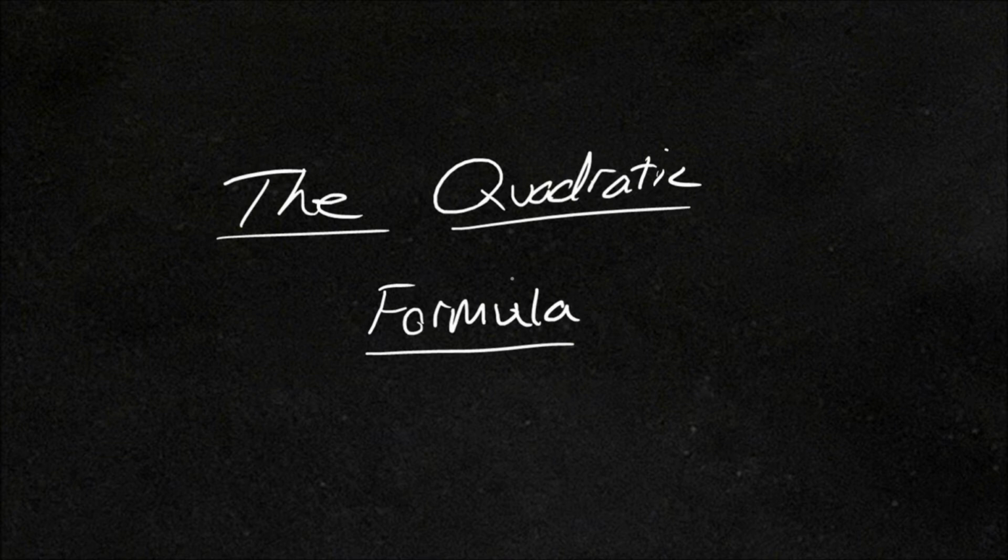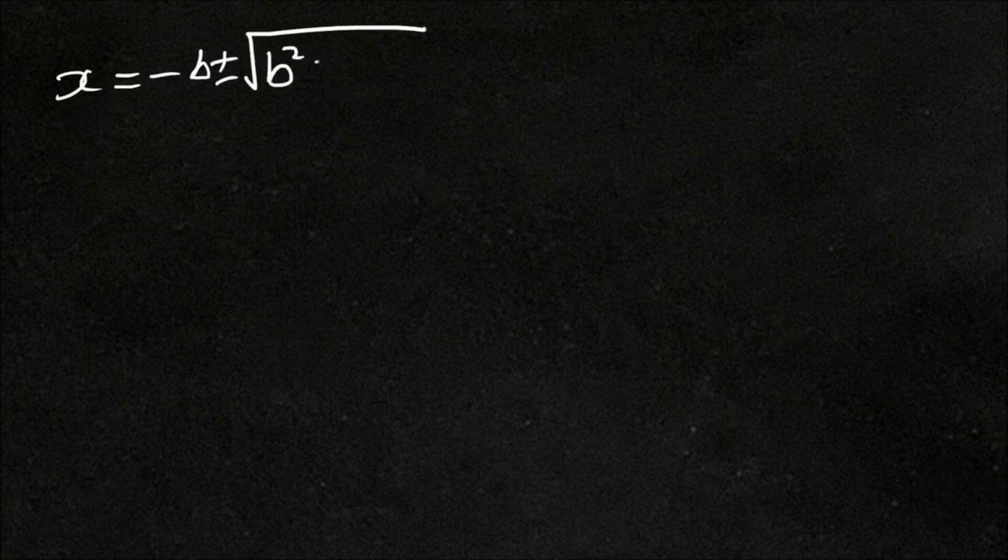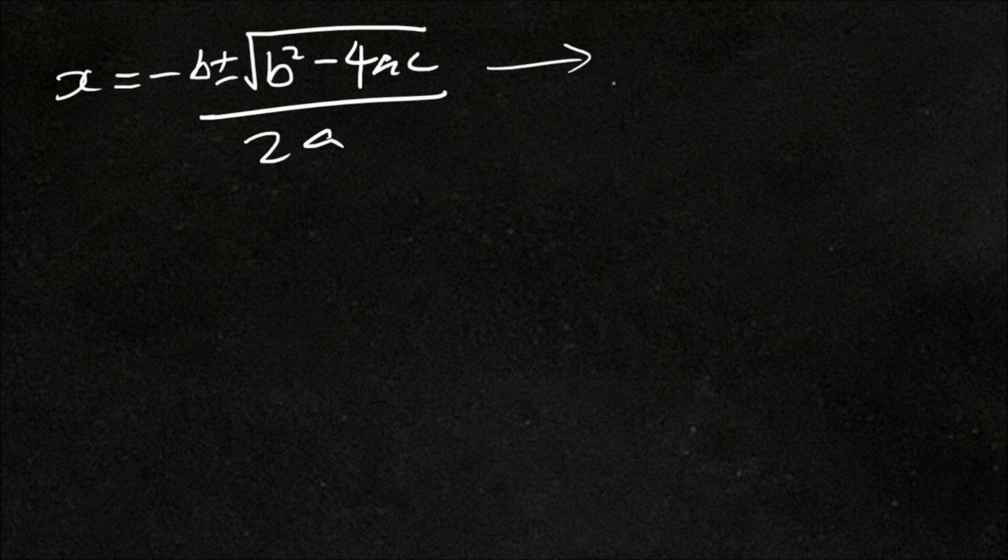Today I'll be talking about the quadratic formula. The quadratic formula is x equals minus b plus or minus the square root of b squared minus 4ac, all over 2a. This formula is used to find the roots of an equation.